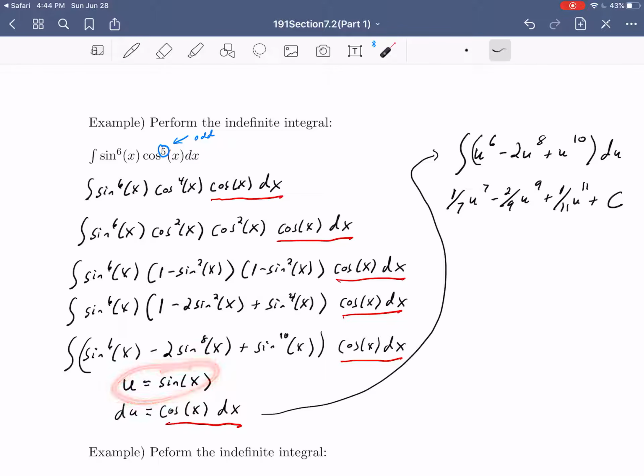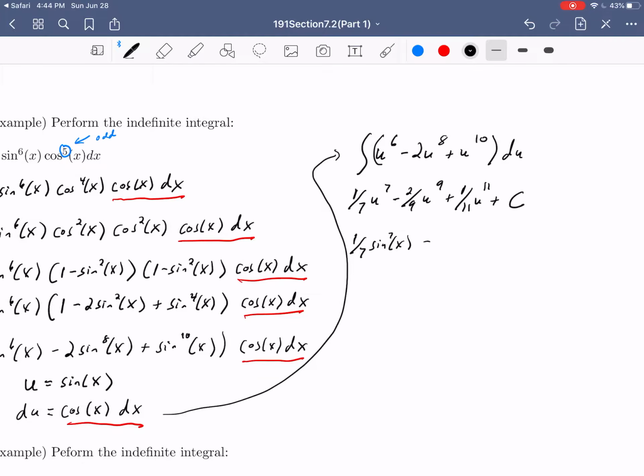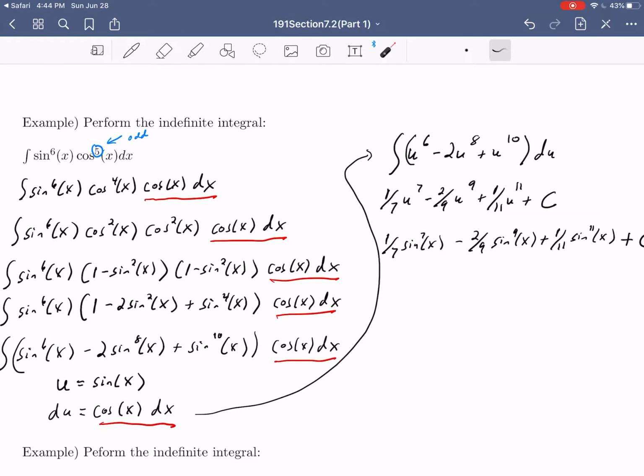Then just simply plug back in that sine of x. So 1/7 sine to the 7th x minus 2/9 sine to the 9th x plus 1/11 sine to the 11th x plus c. So there we go. There's our antiderivative for sine to the 6th cosine to the 5th. It had an odd exponent. We grabbed one from there and then pretty much proceeded through some algebraic manipulation and a u-substitution. All right, let's go ahead and take a look at one last one.